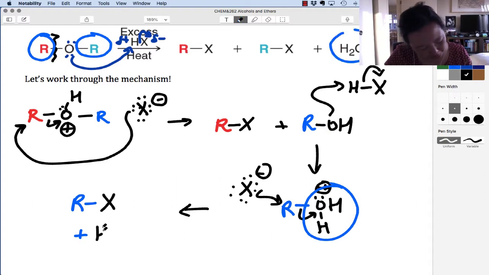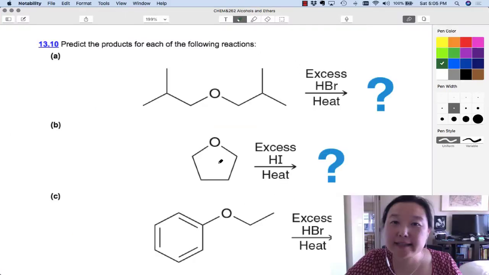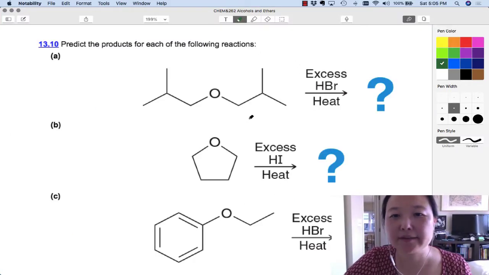And here it is with the correct coloring system. So R groups turn into alkyl halides, and then you have water, which is the product of having this oxygen take off as water. So this is called ether cleavage because you're taking an ether and sort of breaking it into pieces. So let's do a practice problem using the ether cleavage together.